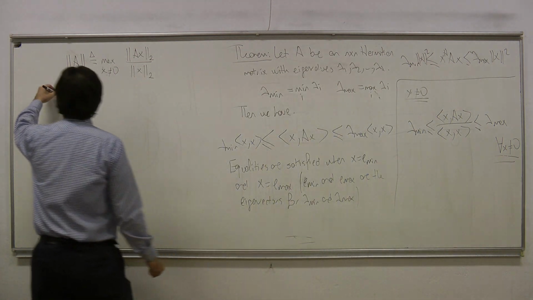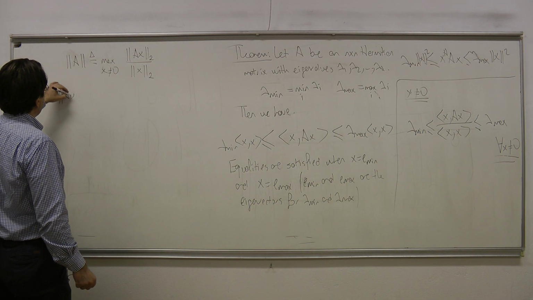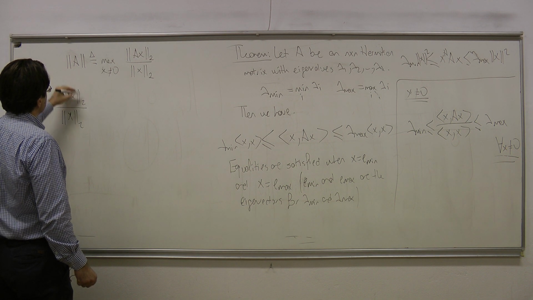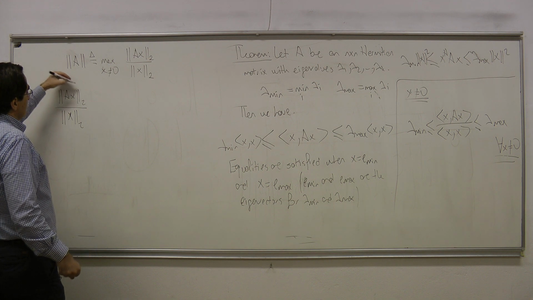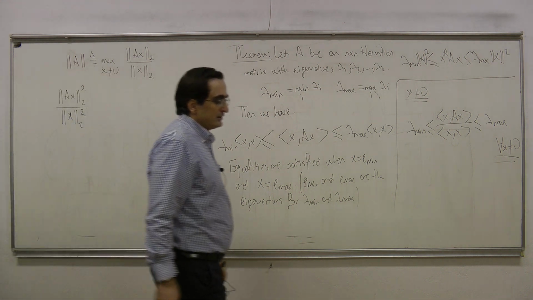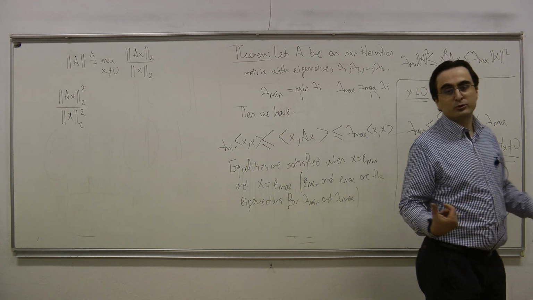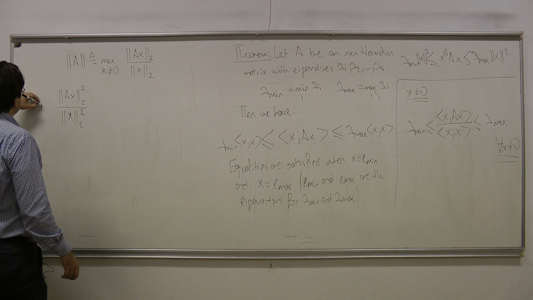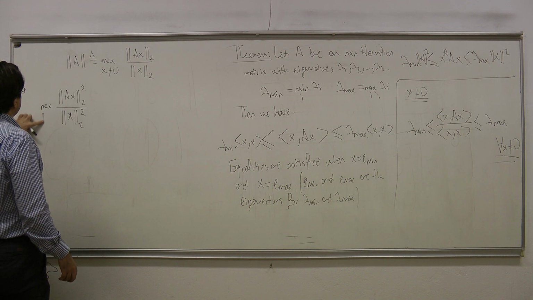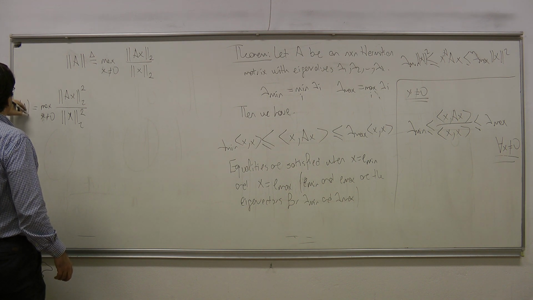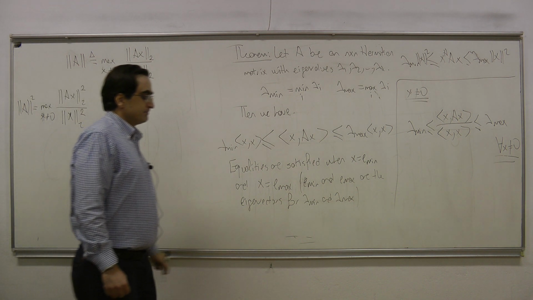So now let me look at the following ratio: the L2 norm of Ax divided by the L2 norm of x. Instead of looking at this ratio, I will look at the squares of this. And then if I find the result, I will take its square root to calculate the norm. So I know that the maximum, x not equal to 0, is going to be a norm square. Okay?